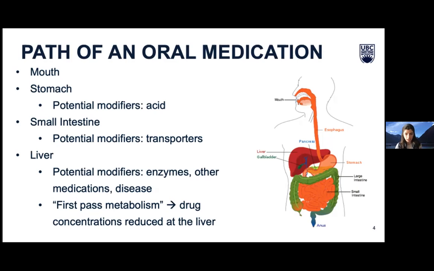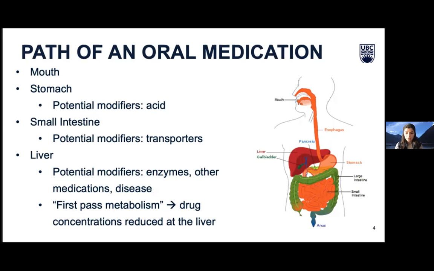After the mouth, it travels to the stomach, where the acidity and other substances that are present there, such as other medications, can have an effect on how a drug is transformed. Then it passes into the small intestine, where the majority of the drugs are absorbed. In the small intestine, there are a group of transporters called P-glycoproteins, which I will explain a little bit later. This can dictate how much drug will enter the blood versus stay in the intestines and move into the feces. If it has been absorbed from the small intestine, it will enter the blood and head to the liver, because that's exactly where it drains.